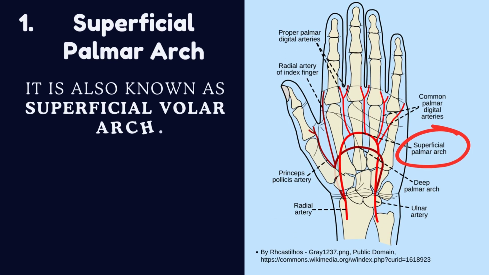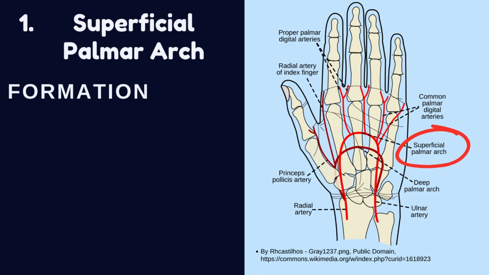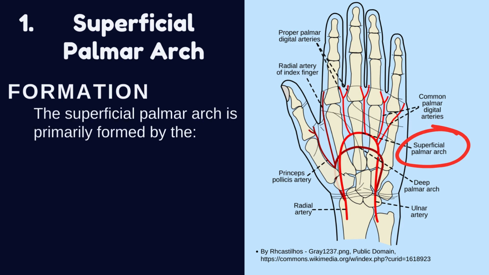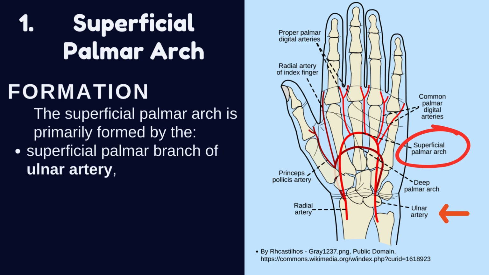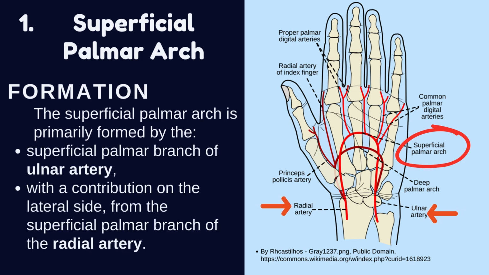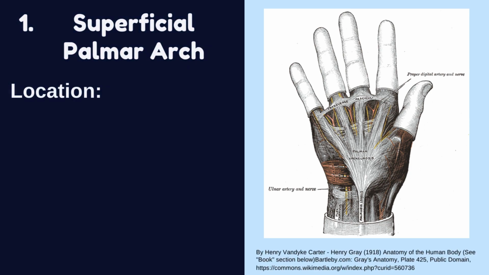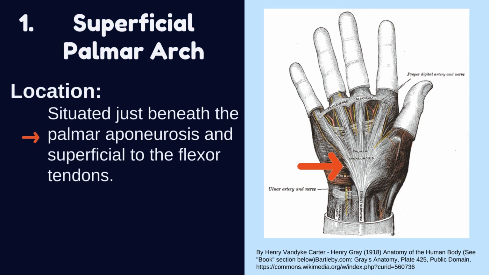Number 1. Superficial palmar arch. Formation. The superficial palmar arch is primarily formed by the superficial palmar branch of ulnar artery, with a contribution on the lateral side, from the superficial palmar branch of the radial artery. Location. It is situated just beneath the palmar aponeurosis, and superficial to the flexor tendons.